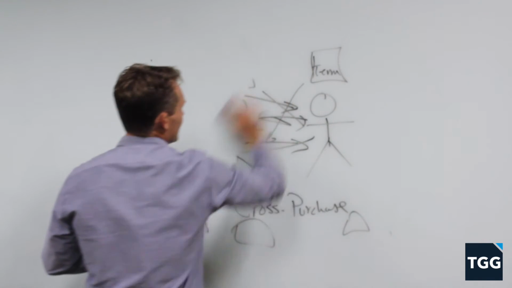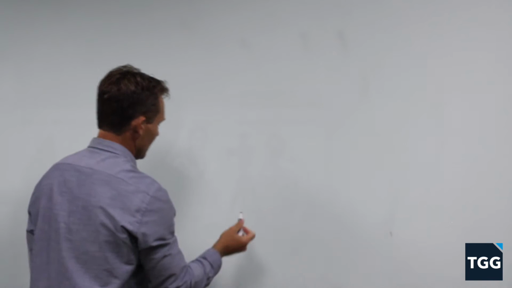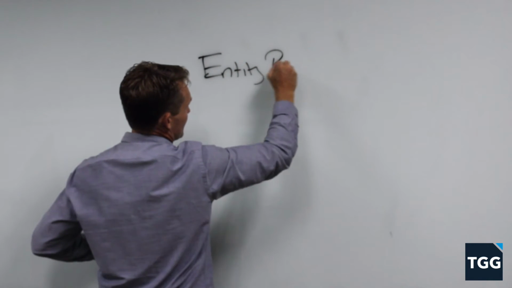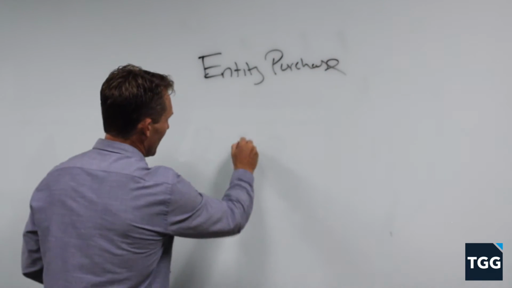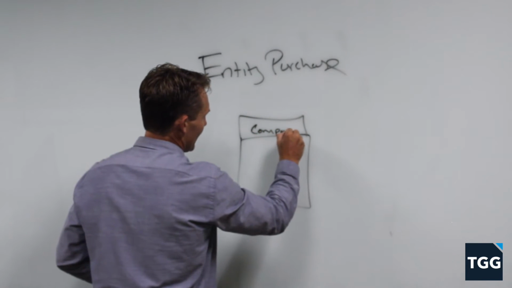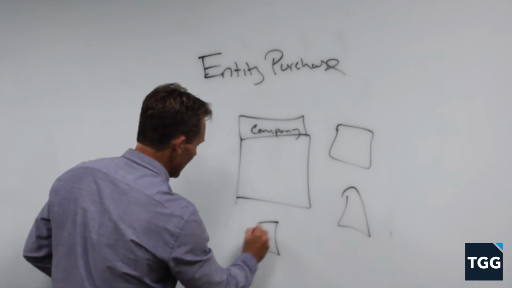The way we solve this issue is through a different type of buy-sell agreement. And the buy-sell that we create in this particular case is called an entity purchase buy-sell. And the way that it works, it's very simple. You've got the company, and let's just assume that you have 4 shareholders. We'll have 1, 2, 3, 4.